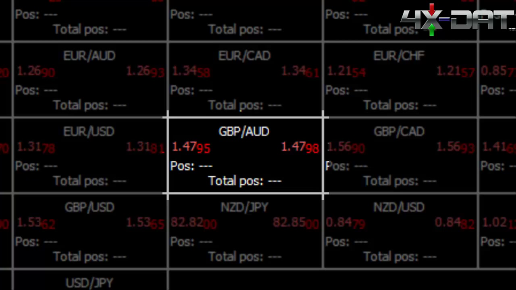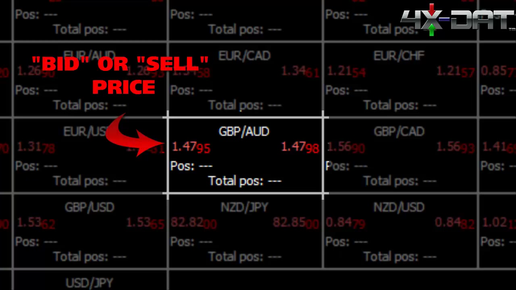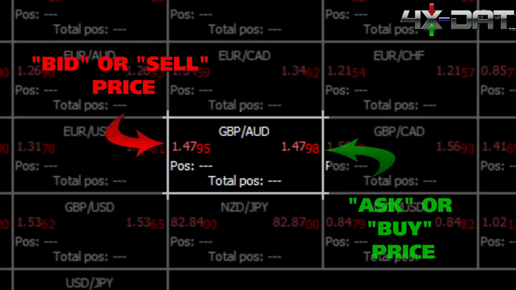The first thing you'll notice is that there are two values noted for this pair. The price on the left is known as the bid price, or the sell price, while the price on the right is the ask price, otherwise known as the buy price.